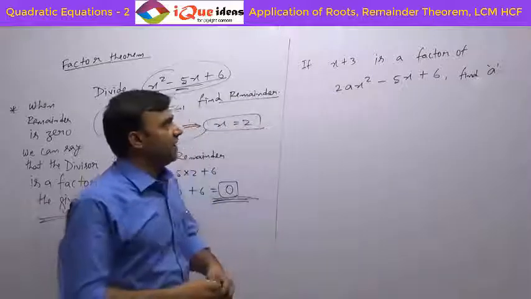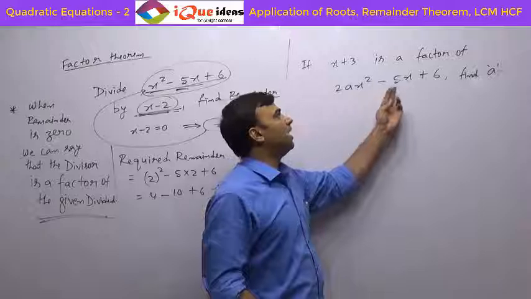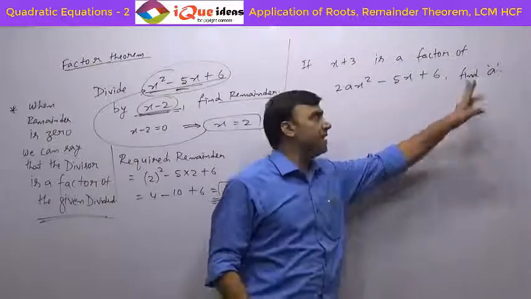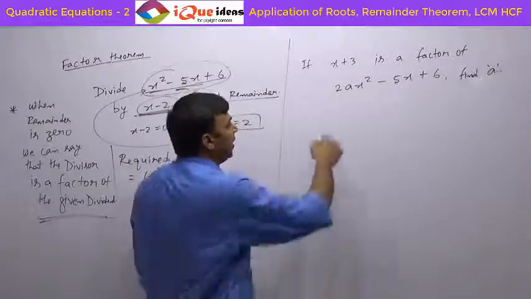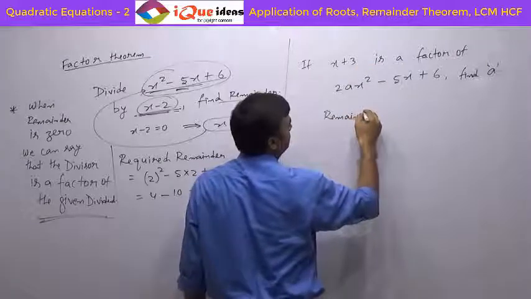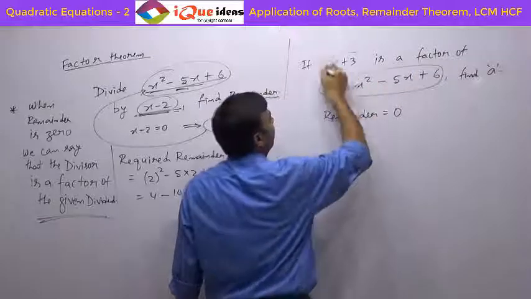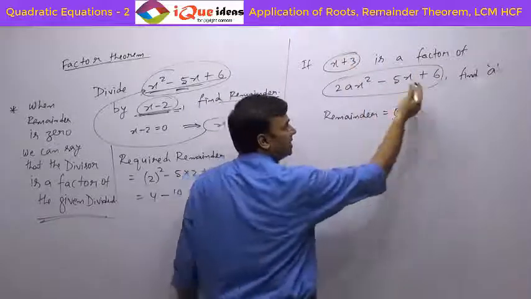Now, look at this question very carefully. It says if x plus 3 is a factor of 2ax square minus 5x plus 6, find a. Now, if x plus 3 is a factor, that means the remainder should be equal to 0. Which remainder? When this expression is divided by x plus 3, the remainder should be 0 because it is a factor.